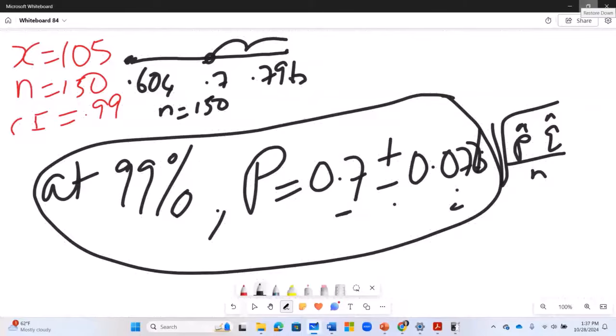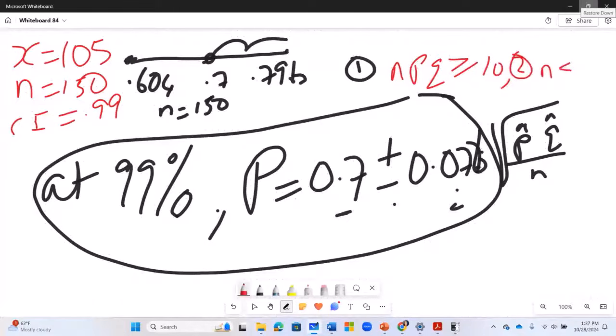The conditions which they'll ask you all the time: condition number 1, the variance of the sample, npq, must be greater than or equal to 10. And condition number 2, the sample size must be less than or equal to 5% of the population. And what is the population? We're talking about all Americans.